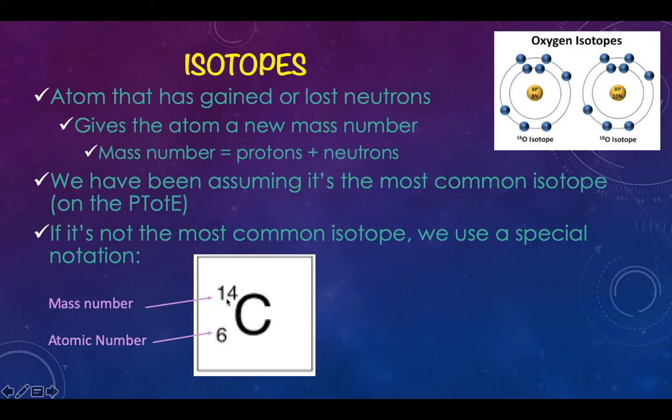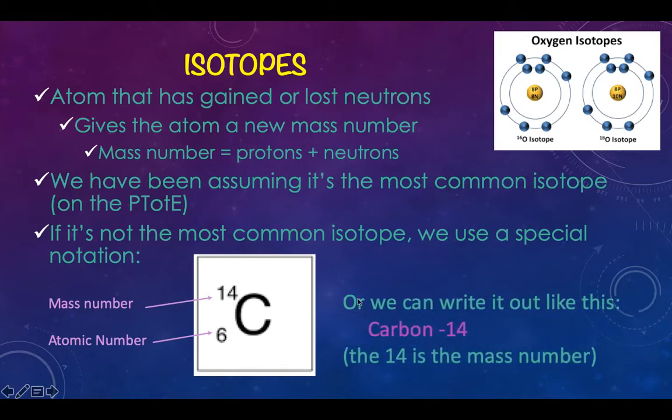In fact, if you look at the periodic table quick right now, you will see that the most common isotope for carbon, its mass would round to 12. So the most common carbon in the world has a mass number of 12. If it's not the most common isotope, again, we would have to show you that and give you this mass number. You can also write it out like this, the name carbon with a dash 14. That's not a negative sign, it's a hyphen, and that's showing you the mass number.